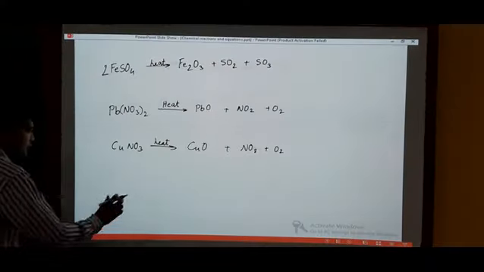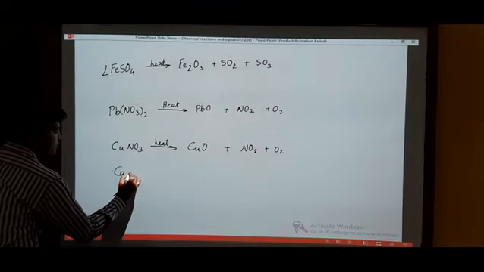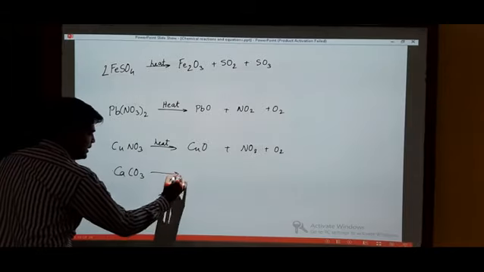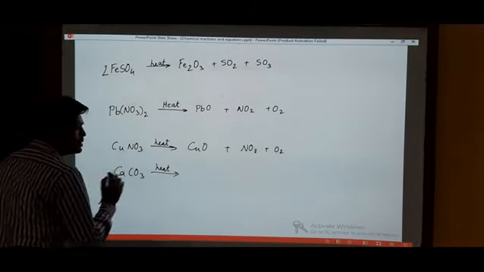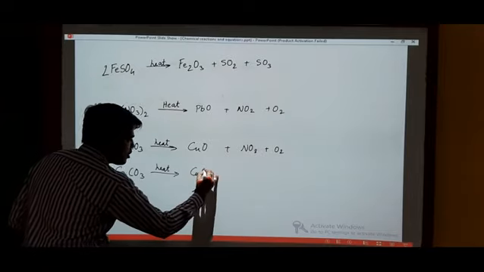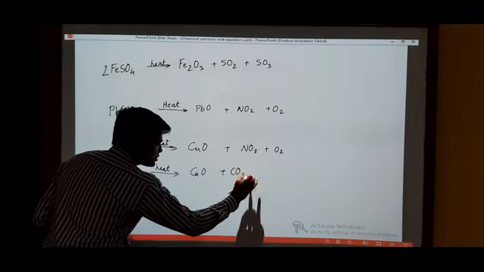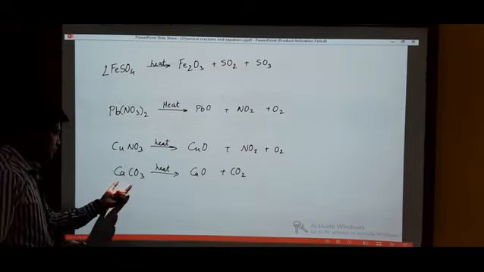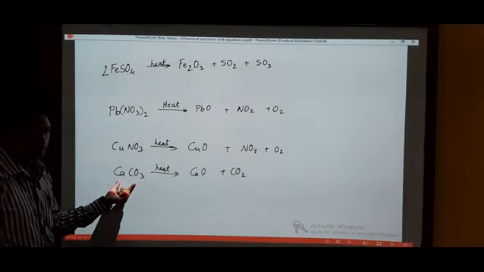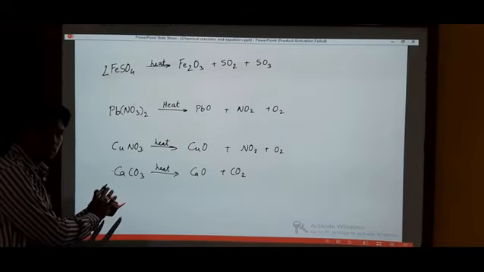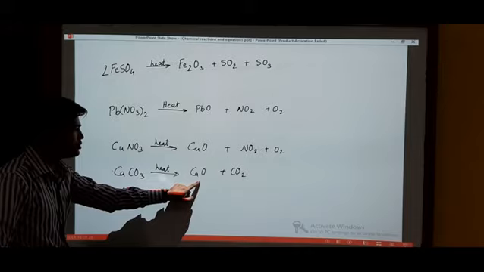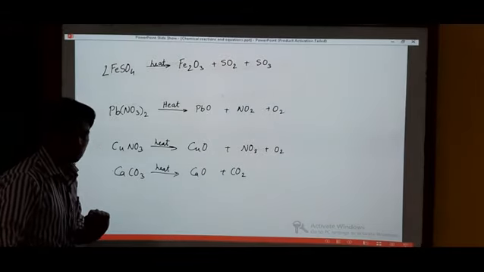An example of a decomposition reaction is the decomposition of calcium carbonate. If we heat calcium carbonate, it decomposes into calcium oxide plus carbon dioxide. Calcium carbonate is nothing but marble. The formula of marble is CaCO3, that is called calcium carbonate. On heating it decomposes into calcium oxide plus carbon dioxide.